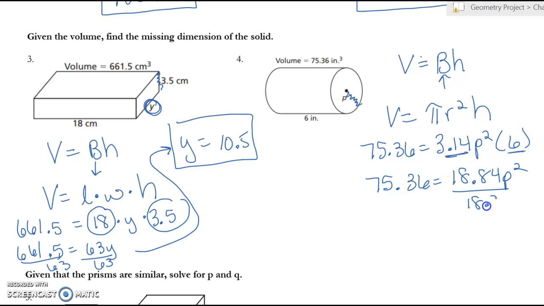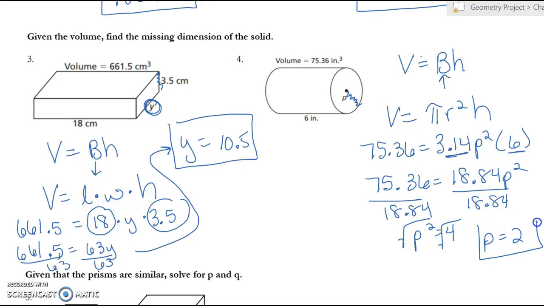Well, you divide. And so when I divide that, lots of decimals in this problem, huh? And I get 4, so P squared is 4. And then to get rid of a square, you take the square root. And so P is 2. So the radius of that problem was 2.